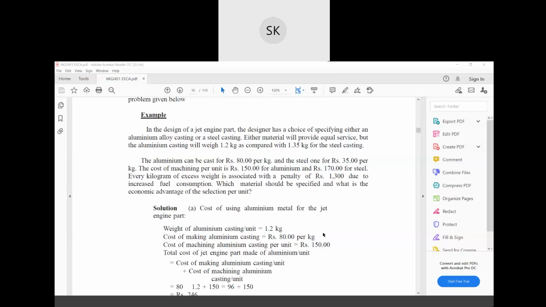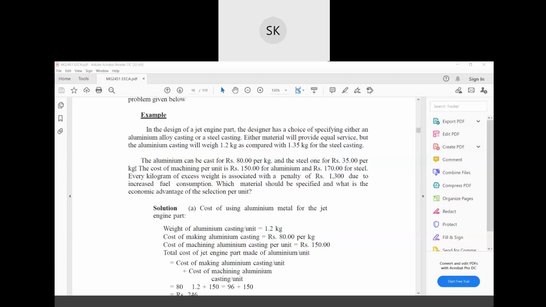Now, aluminum is costing you 80 rupees per kg. Steel is costing you 35 rupees per kg. And the cost of machining per unit is 150 for aluminum and 170 for steel. Every kilogram of excess weight is associated with a penalty of 1300 rupees due to increased fuel consumption. So for every kg of excess weight, it will cost you 1300 extra.